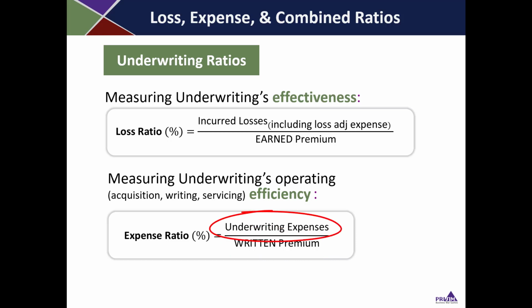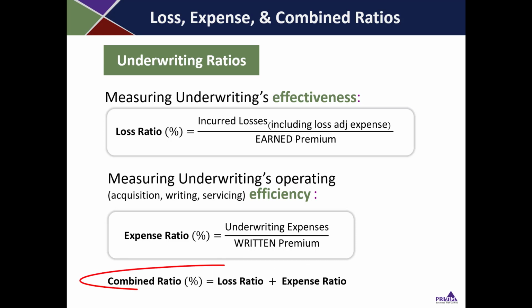And underwriting expenses would include expenses that are directly related to the underwriting side of the business, such as commissions, underwriter salaries, advertising, training, etc. So as an example, again, if you had an expense ratio of, say, 25, that means you got 25 cents of underwriting expenses for every dollar of written premiums coming from the underwriting side of the business.